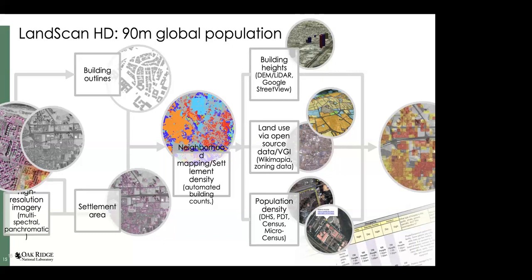Then we do a few different things. One is we try to understand how tall the buildings are. We try to understand what those buildings are used for, okay? And then we also try to understand what kind of population density you can expect for each of these different areas.